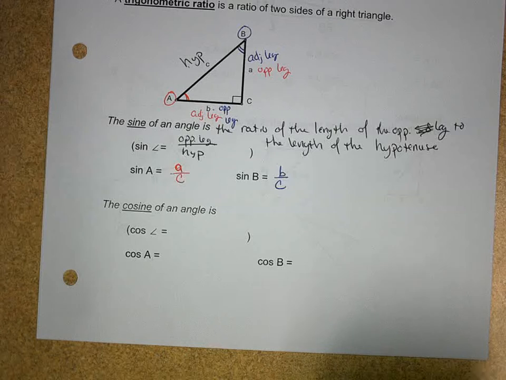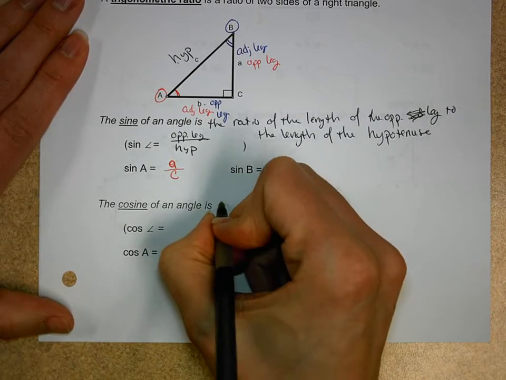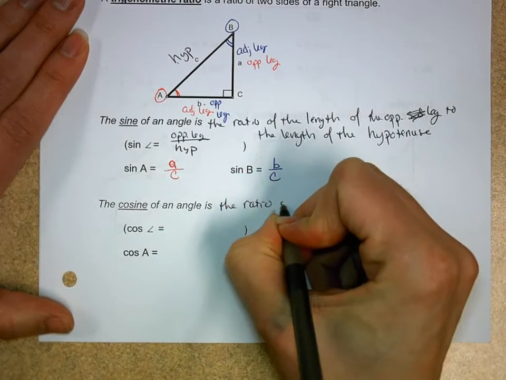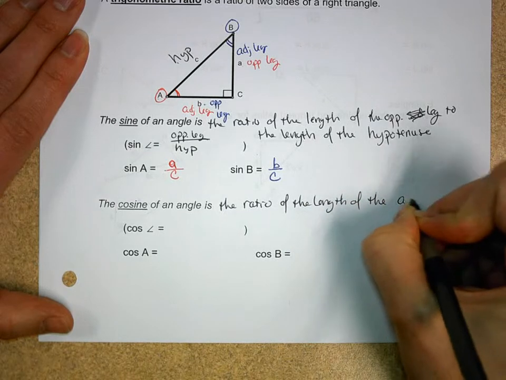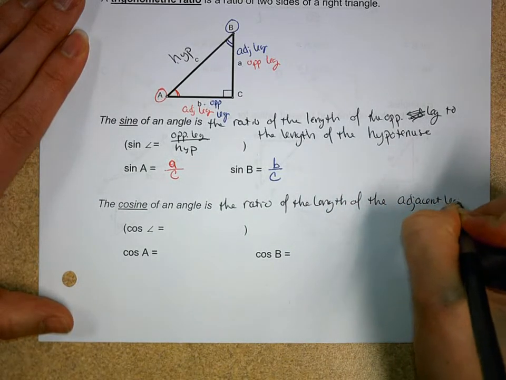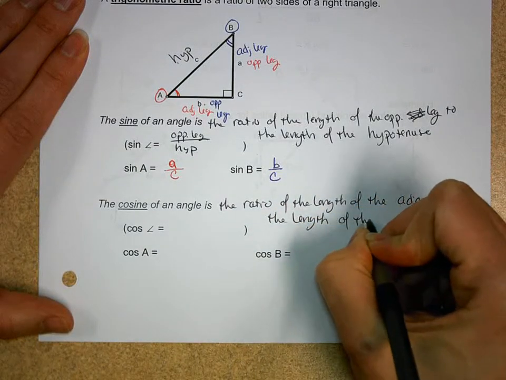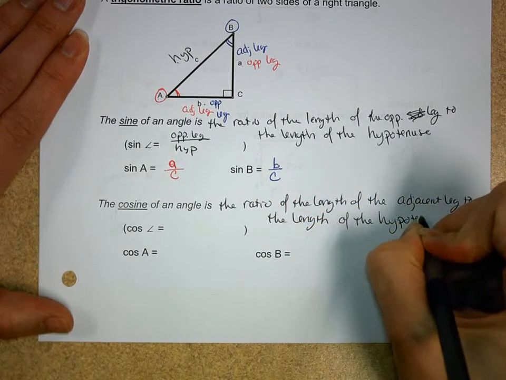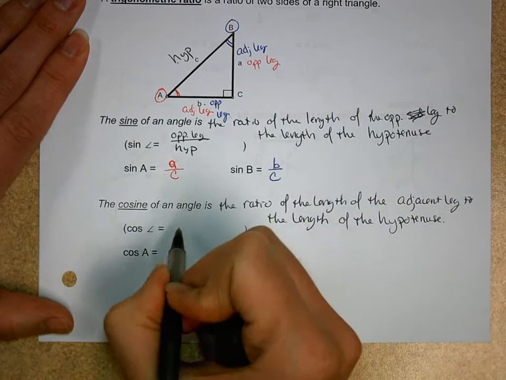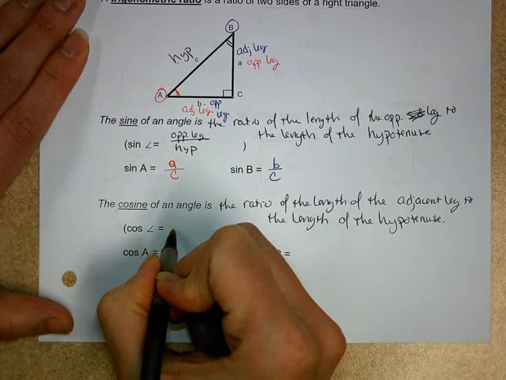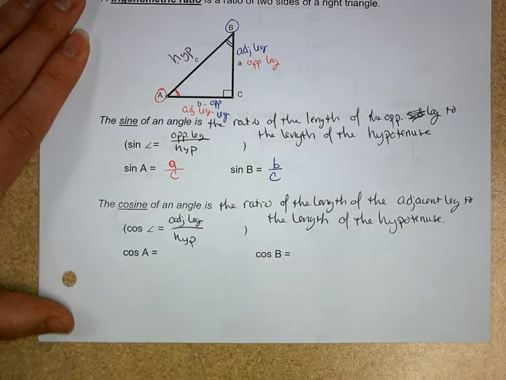Then our next one is the cosine. The cosine of an angle is the ratio of the length of the adjacent leg to the length of the hypotenuse. All right, so when I do the cosine, we say the cosine, and you put your angle in here, equals adjacent leg over hypotenuse. So let's go back now to what we have.